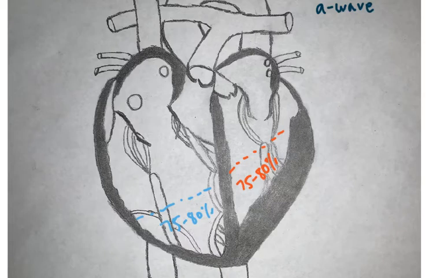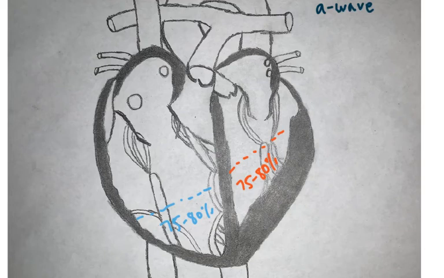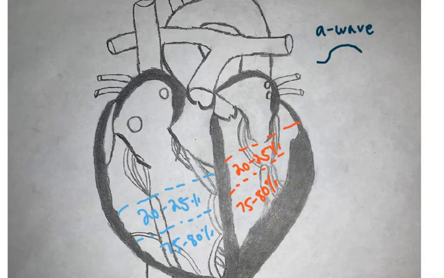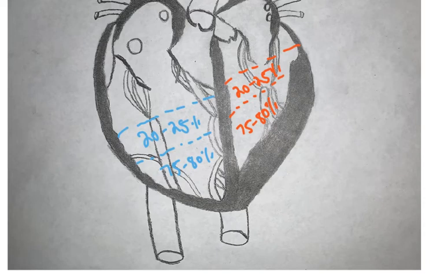Then we said that at the end of ventricular diastole, our atria contracted and filled the rest of the blood. So when our atria contracted, we filled the remaining 20 to 25% of the blood. And over here, let's write the same thing, 20 to 25% of the blood. When the atria contracted, we saw a slight rise in pressure, and this was called the A wave.